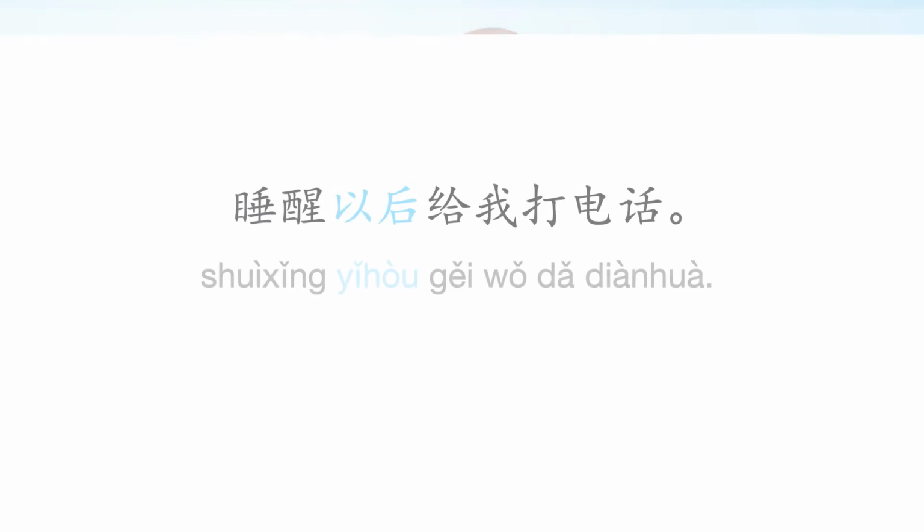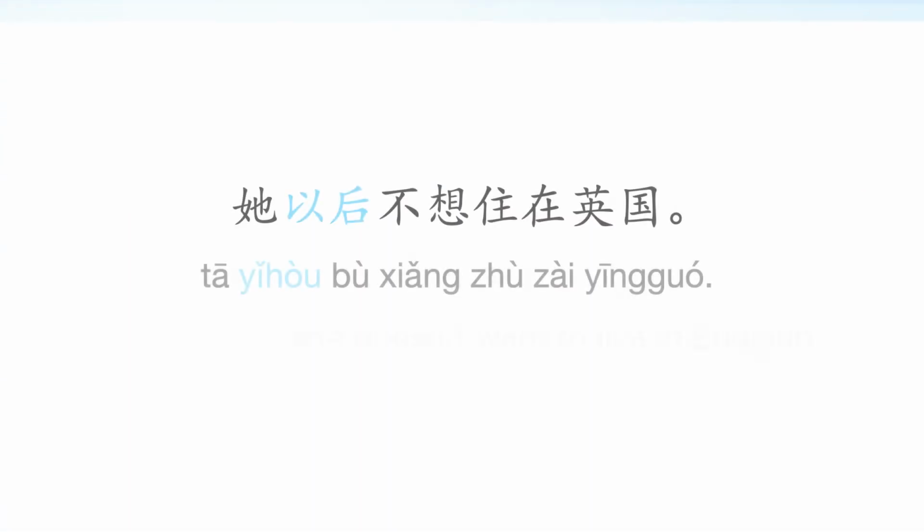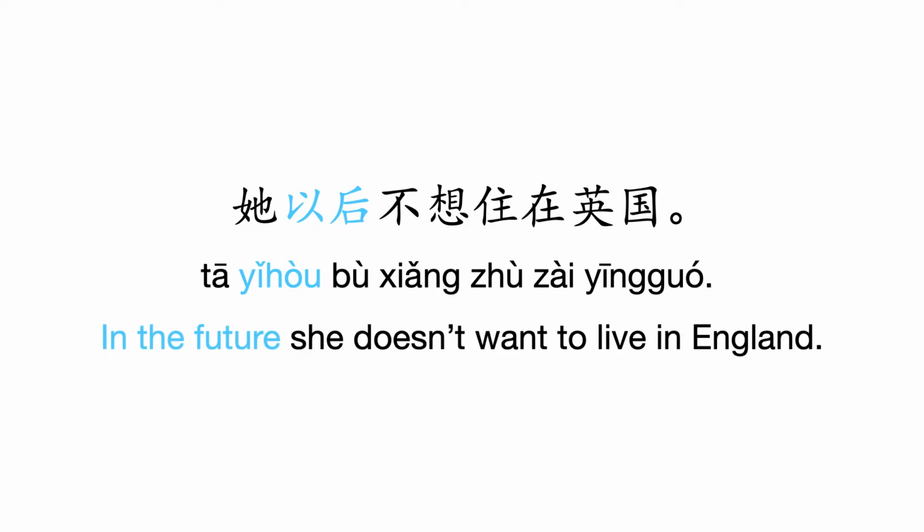So this one says 睡醒以后给我打电话. After you have woken up. So that's a specific event that's going to happen, or that will happen, or is happening, or whatever. 以后, after that specific event, do something else. But you could also just say, in general, this is the future. 她以后不想住在英国. So she afterwards doesn't want to live, or after doesn't want to live in England. So it's just saying her general future is going to be like this. Something in the future will happen or won't happen in general.